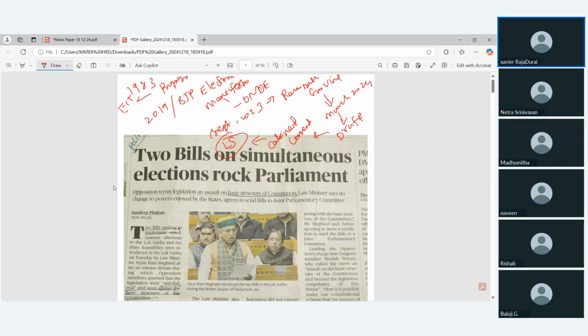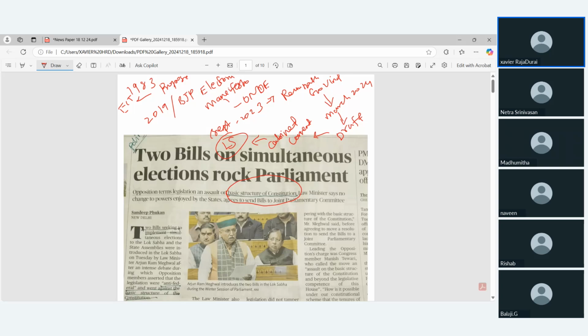Okay, this is one. And if you see in the newspaper headline, opposition terms the legislation an assault on the basic structure of the constitution. Okay, we will study about what is basic structure. Federalism, the federal character, is one of the basic structures of the constitution. Okay, there are lots of points. What are the factors that are the basic structure of the constitution?